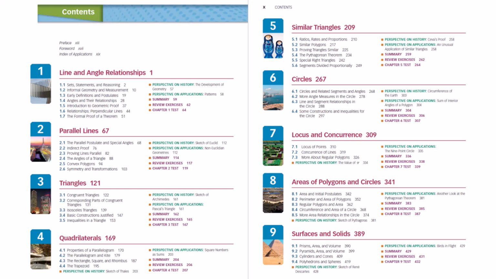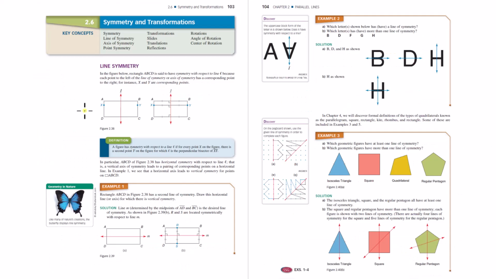Okay, we're at the end of chapter 2 in the geometry textbook. In this video, we're going to go through the final section, which is on symmetry and transformations. Okay, so we're going to start with line symmetry.